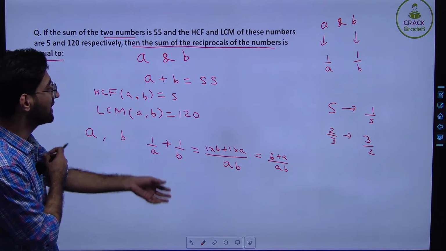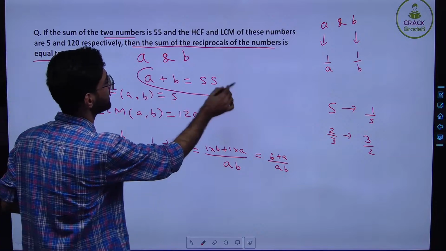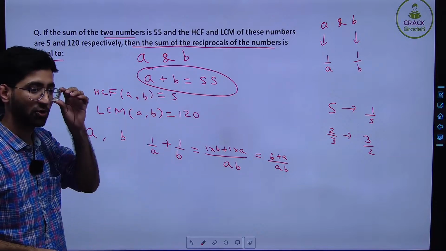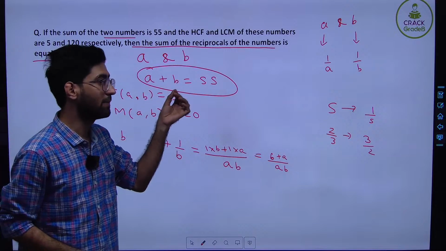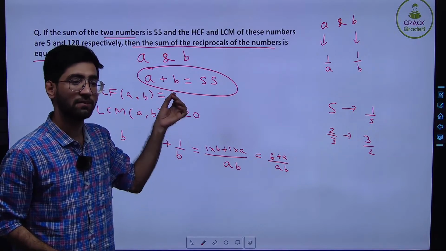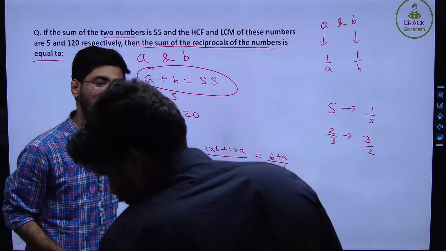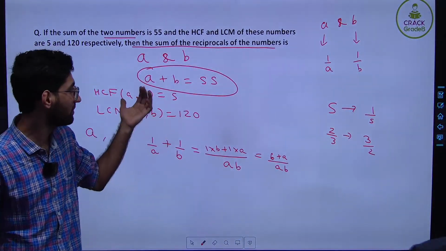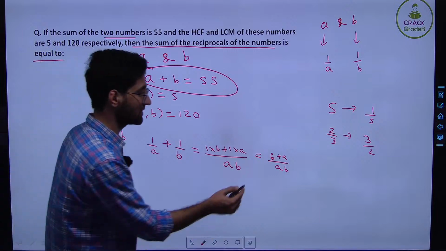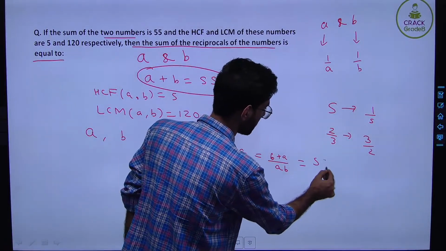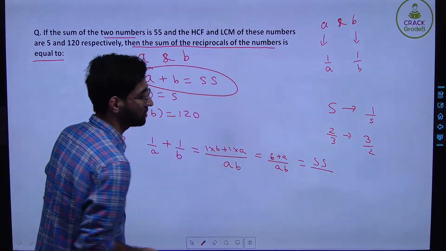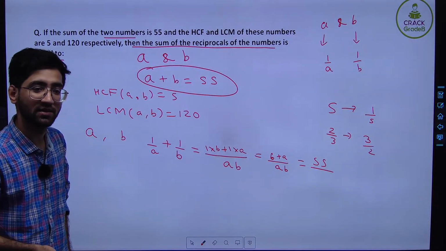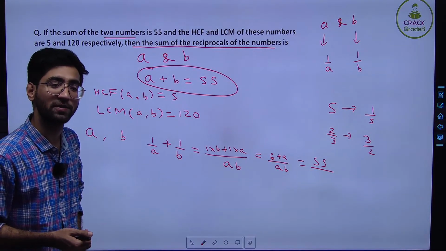Right? Now try to think about this. You know that B plus A is equal to 55. If A plus B equal to 55, it means B plus A is also equal to 55, right? Now, we don't know the value of AB. How will we find the value of AB?